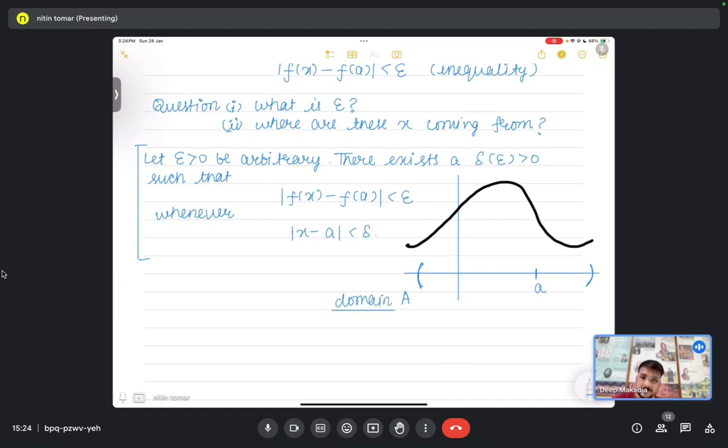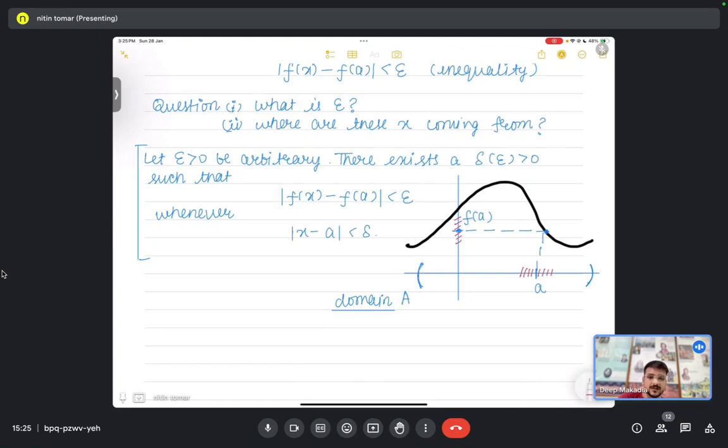Now, once I start with any epsilon, so this is my f of a, right? So what does it say? That I fix any epsilon. I keep an arbitrary number epsilon in my mind. Then I should be able to find a delta such that whenever I am in the delta neighborhood of A, I should stay in the epsilon neighborhood of f of A. Basically, what does it mean? The closeness to A will give me closeness to f of A. Correct?